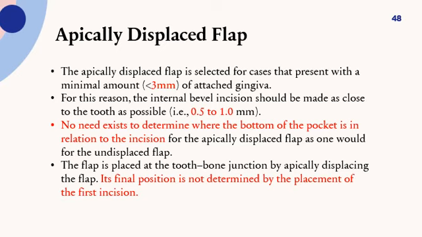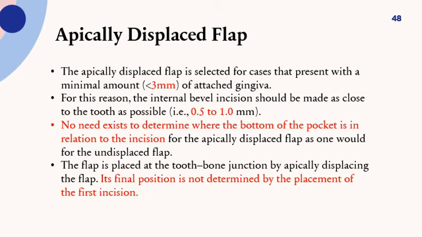Apically displaced flap is used when the amount of attached gingiva is minimum. It is less than 3 mm. So the internal bevel incision is made as close to the tooth as possible, usually 0.5 to 1 mm subgingival, or it could also be sulcular as well. No need exists to determine where the bottom of the pocket is in relation to the incision for the apically displaced flap, as one would for the undisplaced flap, because the flap's final position is not determined by the placement of the first incision, and the flap is placed at the tooth-bone junction.